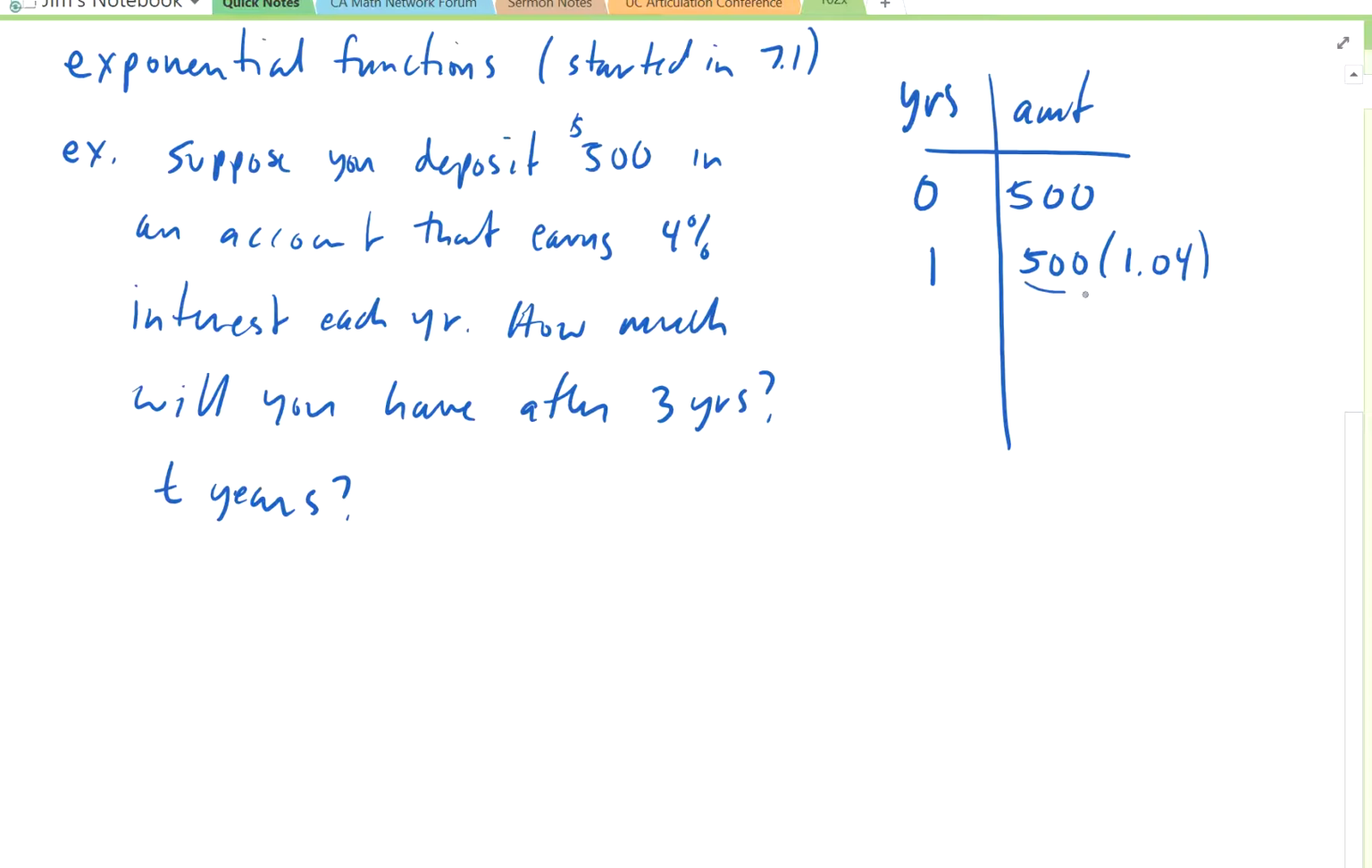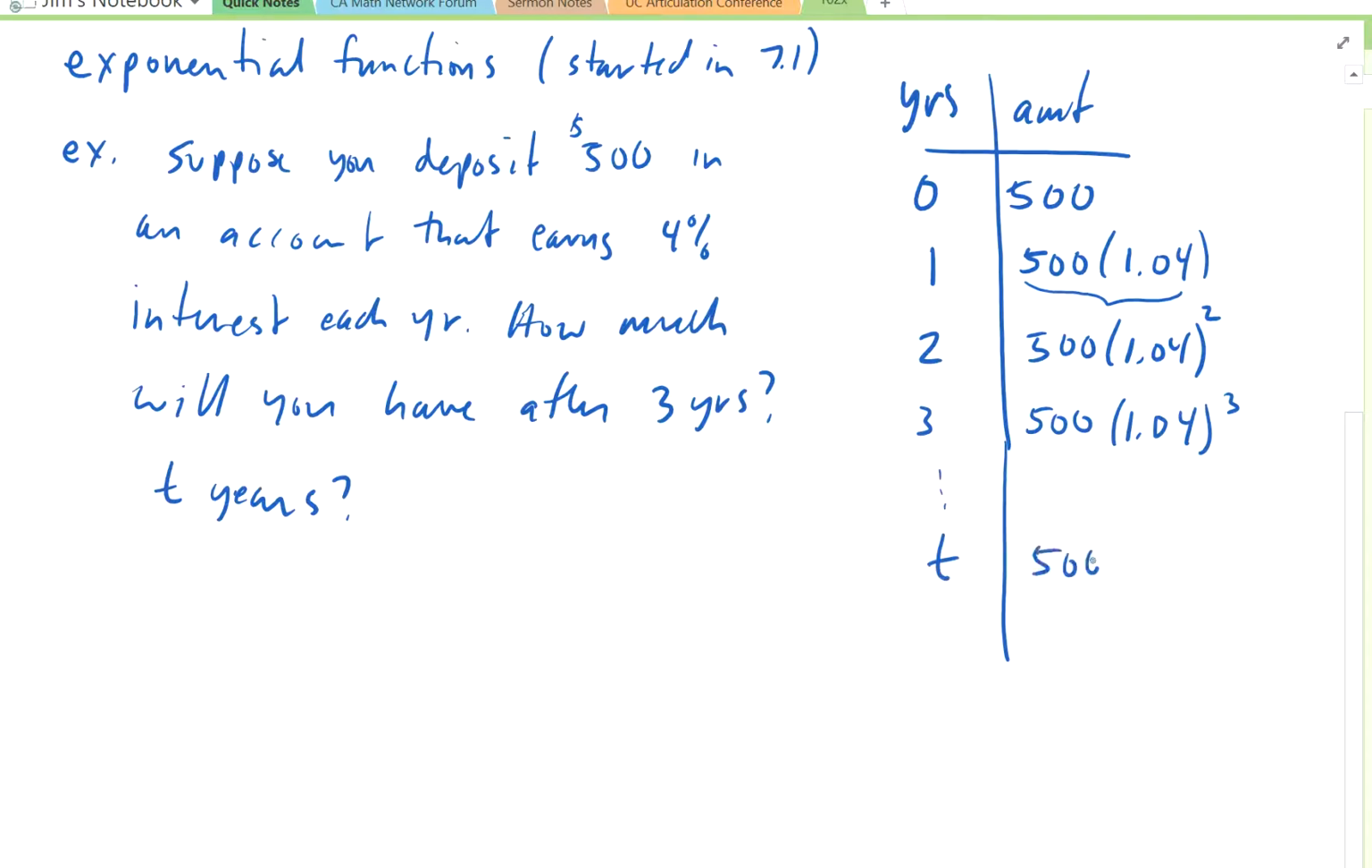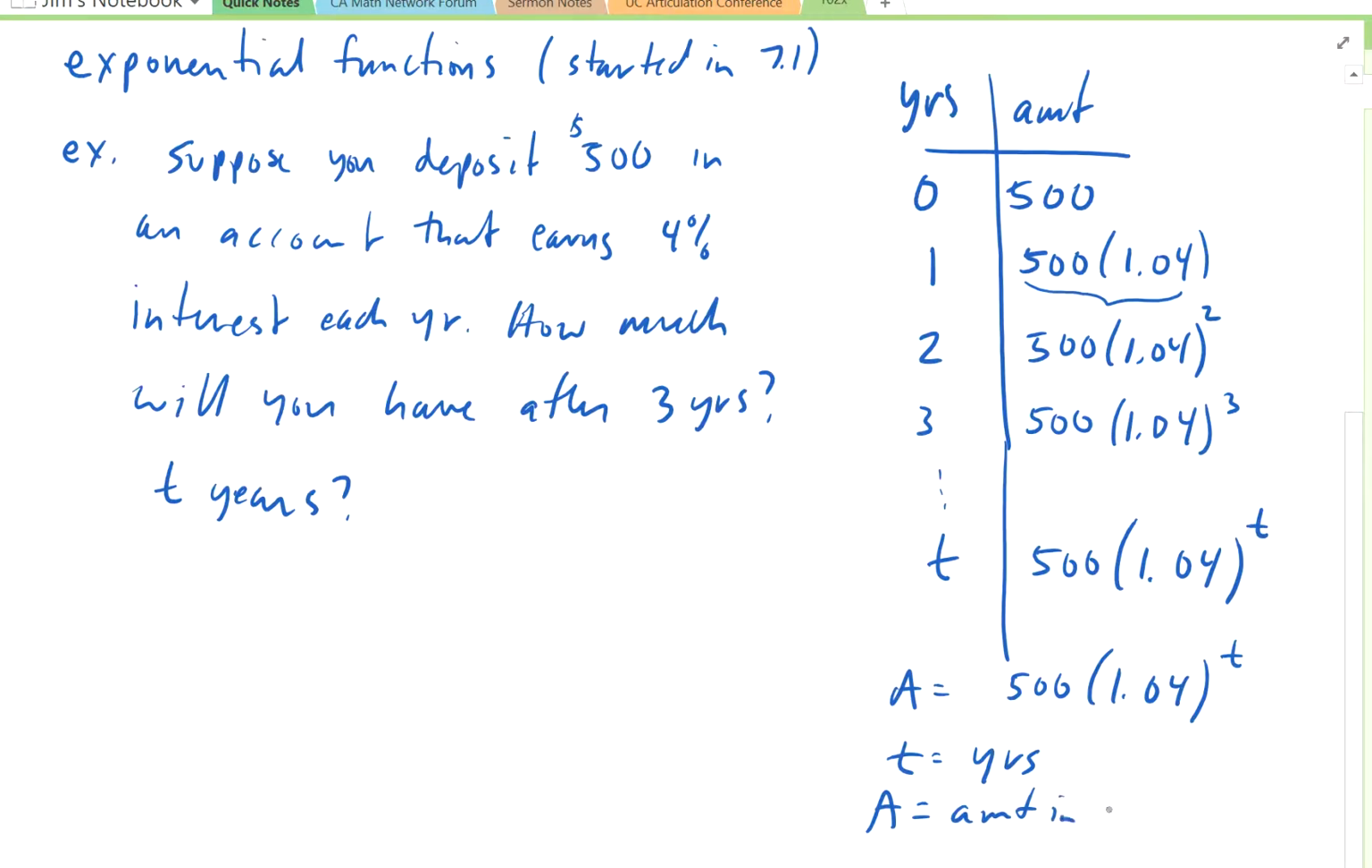Then I'm going to take 4% of this amount. So the second year will be 500 times 1.04 times 1.04. The third year, 500 times 1.04 to the third, and so forth. So you can kind of see the pattern. After t years, you're going to have 500 times 1.04 to the t. So that would be my formula for the amount in my account: A equals 500 times 1.04 to the t, where t equals years, A equals the amount in the account.